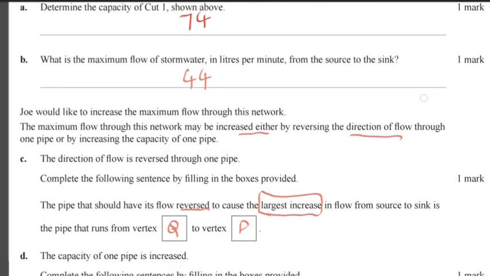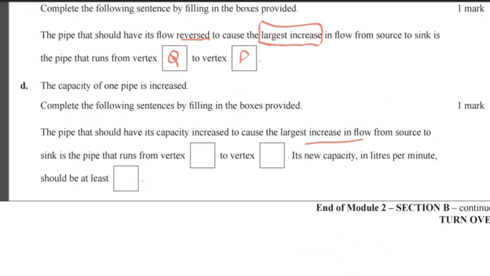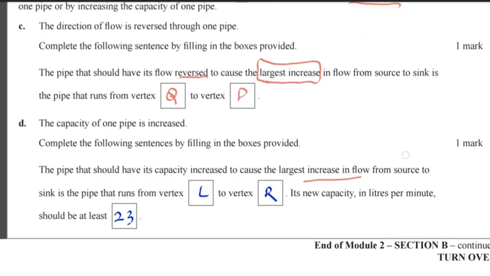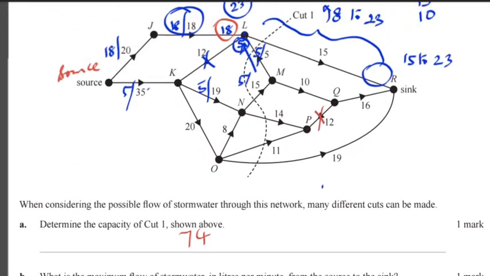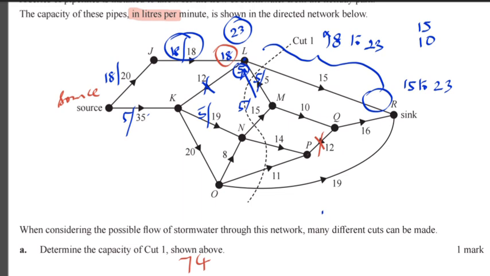So the largest increase in flow from source to sink runs from L to R, and its new capacity should be at least 23. A more detailed video of this question has been posted in another video, so please have a look at that if you want more explanations as to why there are other paths which can accommodate flow, but we haven't considered them and only looked at LR. Thanks, bye.